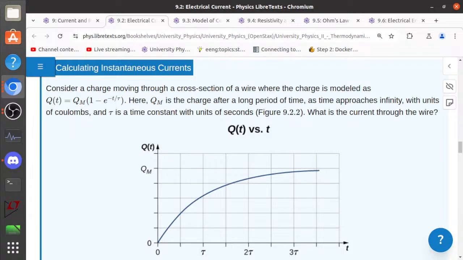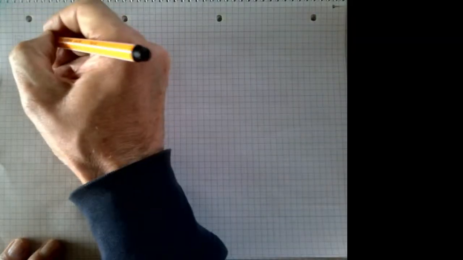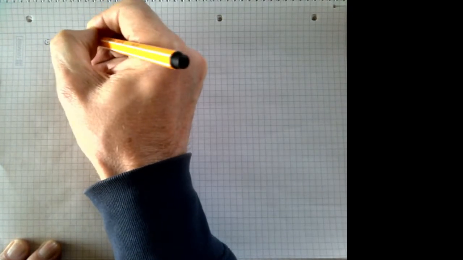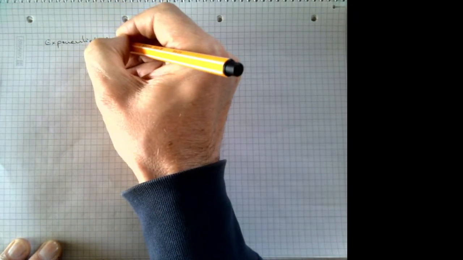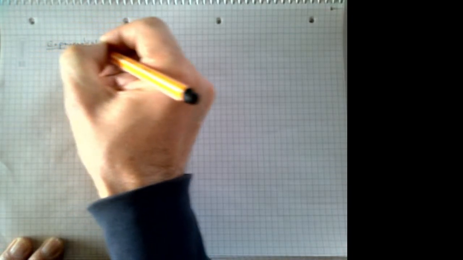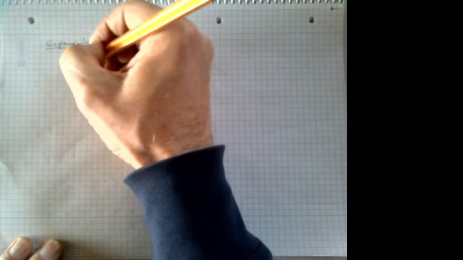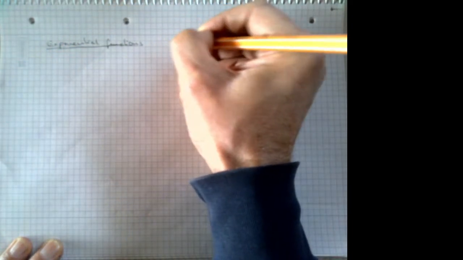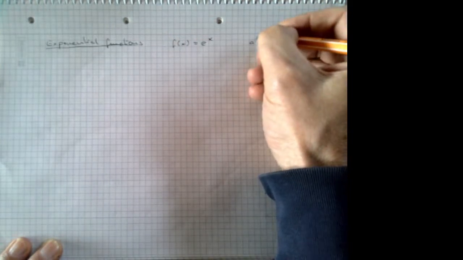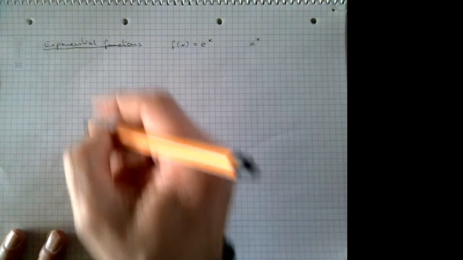Let's talk about exponential functions. Not too much. So what is particular about, let's say, f of x is e to the power of x, right? The simple one. For example, a to the power of x is also an exponential function. Okay, e to the power of x.